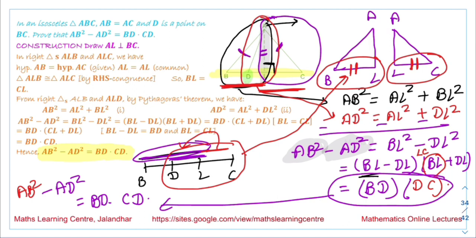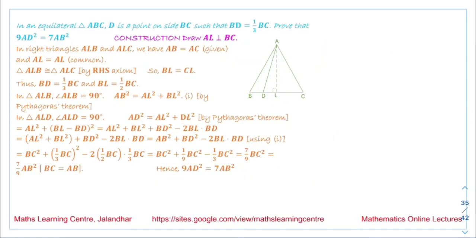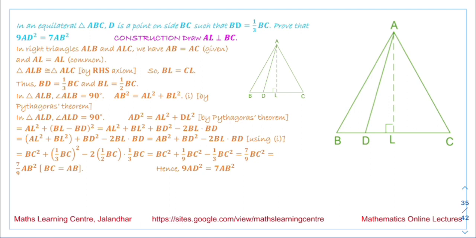Next we have an equilateral triangle ABC. Equilateral triangle means that all the sides of this triangle are equal in length. The point D is on the side BC, such that BD is 1/3 of BC. So if this length is x, this length is 3x and this length will be 2x. We have to prove that 9 times AD square is equal to 7 times AB square.